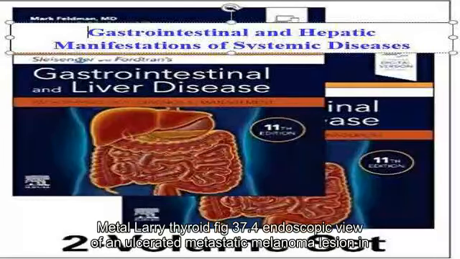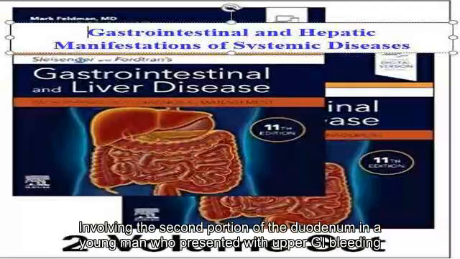Fig 37.4 Endoscopic view of an ulcerated metastatic melanoma lesion involving the second portion of the duodenum in a young man who presented with upper GI bleeding.